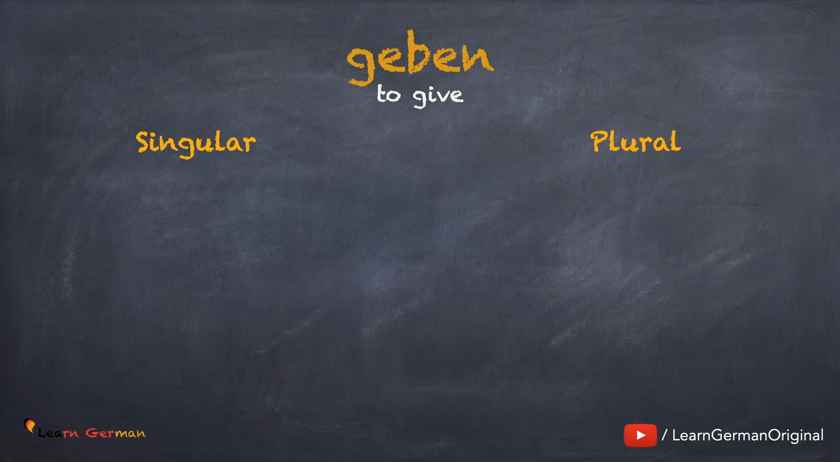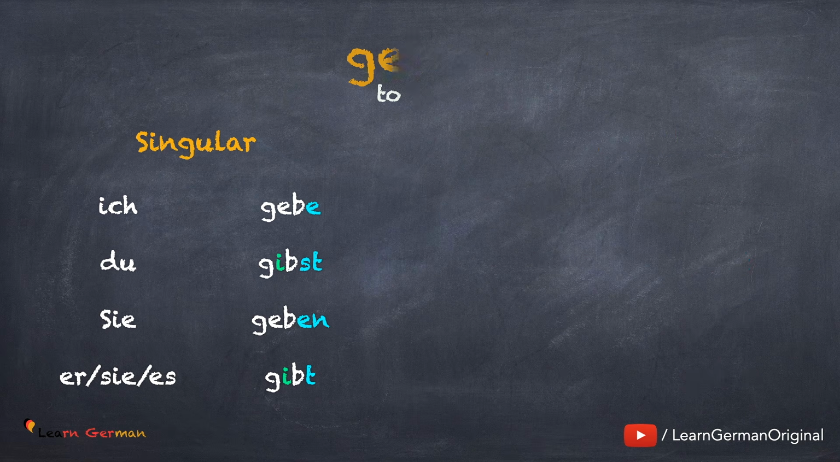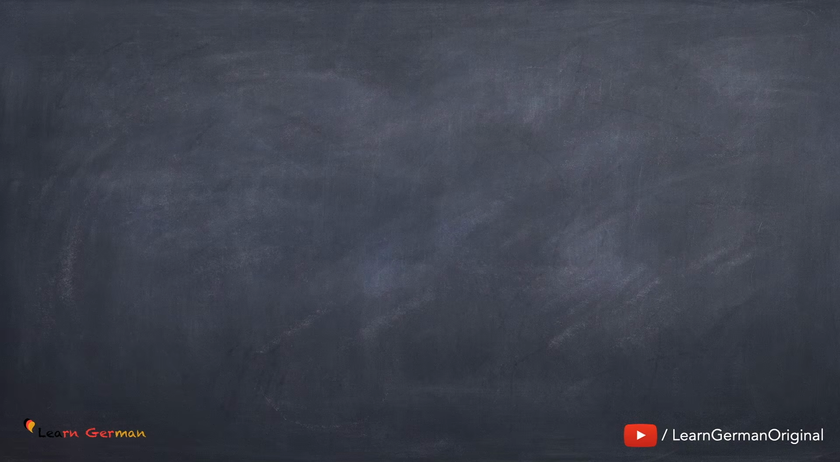The next verb is geben. Ich gebe. Du gibst. Sie geben. Er, sie, es gibt. Wir geben. Ihr gebt. Sie geben. Moving on to the next verb.